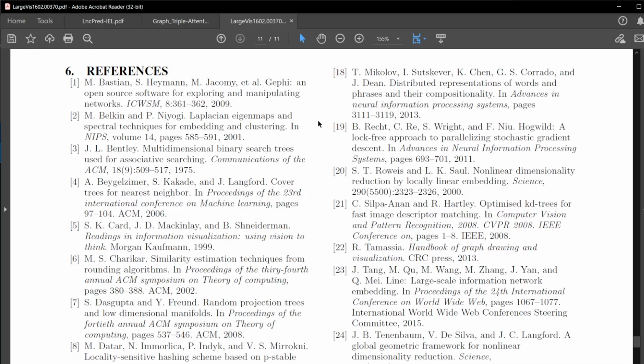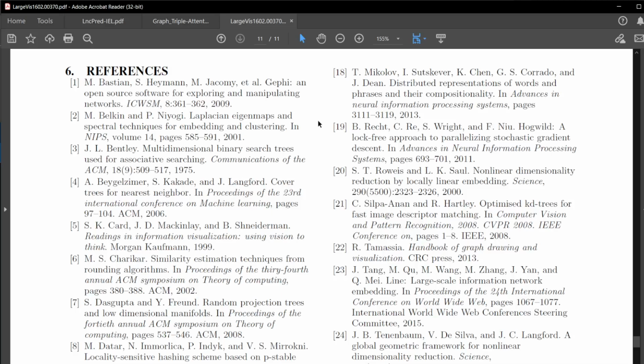20. S. T. Roweis and L. K. Saul. Nonlinear dimensionality reduction by locally linear embedding. Science, 290(5500), 2323 to 2326, 2000. 21. C. Silpa-Anan and R. Hartley. Optimized KD trees for fast image descriptor matching. In Computer Vision and Pattern Recognition, 2008. CVPR 2008. IEEE Conference on, pages 1 to 8. IEEE, 2008. 22. R. Tamassia. Handbook of Graph Drawing and Visualization.